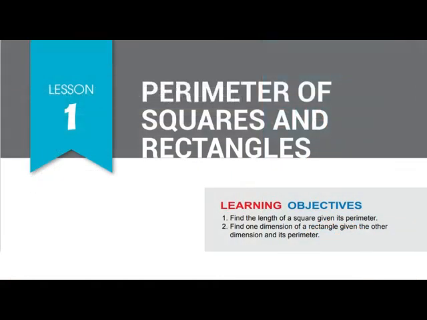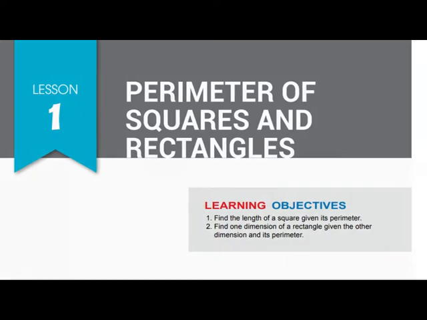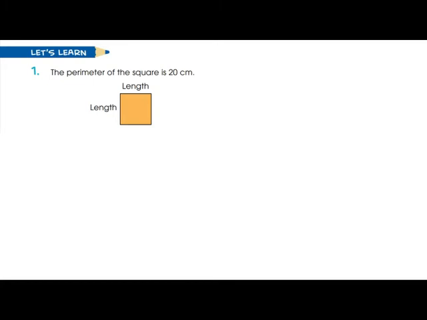What we have in lesson number 1. In lesson number 1 we have to find out the perimeter of a square and the rectangle. You have to find out the length of the square when the perimeter is given, and you have to find out one dimension of a rectangle when they are giving you the other dimension and its perimeter. So first of all we have to find out the perimeter of a square.